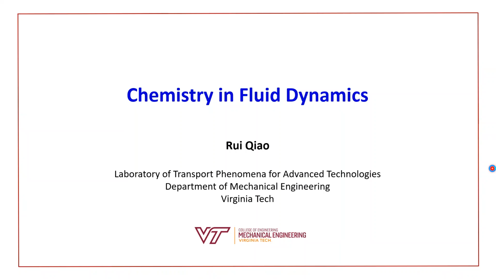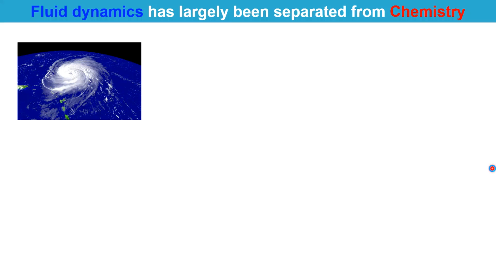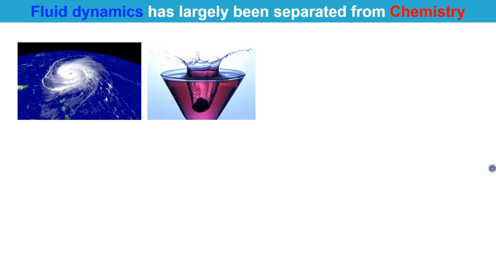The purpose of this video clip is to explore the role of chemistry in fluid dynamics. Fluid dynamics is a discipline that studies the motion of fluids as well as the interaction of the fluid flow with the surroundings. Fluid dynamics is everywhere in our life. For example, a hurricane is basically a classical fluid dynamics problem. And if you throw an olive into a cup of cocktail, you see this beautiful splash, and that is also a classical fluid dynamics problem.